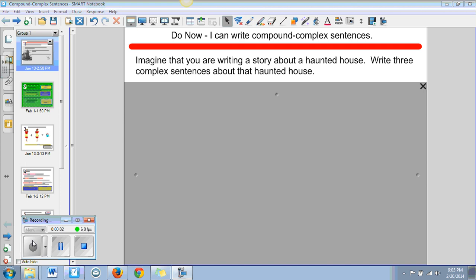Please open to the Do Now section of your notebook and write down your I can statement. Today's I can statement is: I can write compound complex sentences.